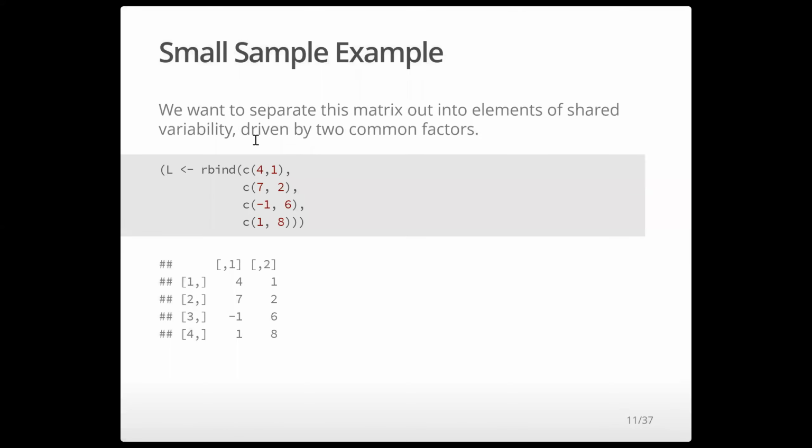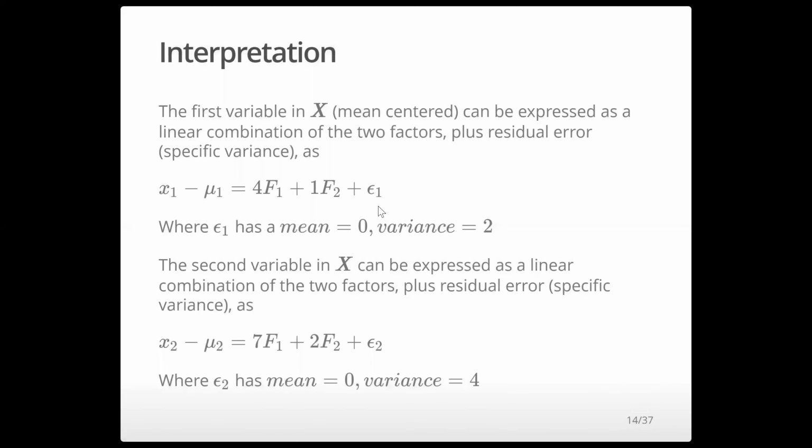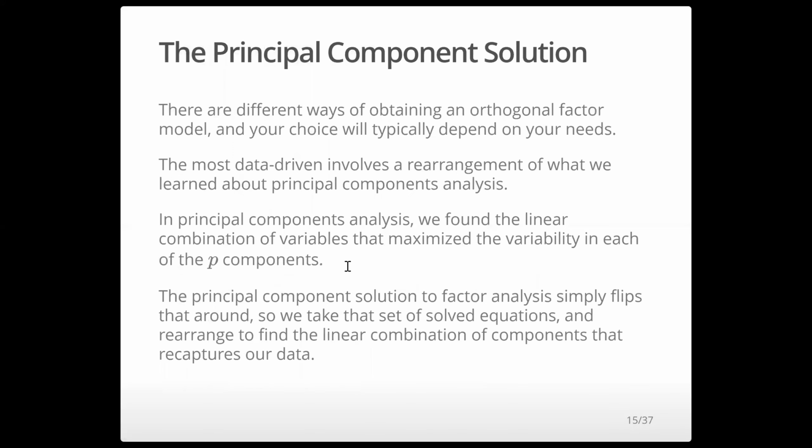So these are the factor loadings. This is where I got the 4 and the 1. It's the first row of the loading matrix. So it's 4 times the first factor and then 1 times the second factor, which would recapture the actual data. What we're doing here is recapturing the covariance matrix. These are also the coefficients if we had real data to get the factor scores. And so we can do the same thing for the second variable.